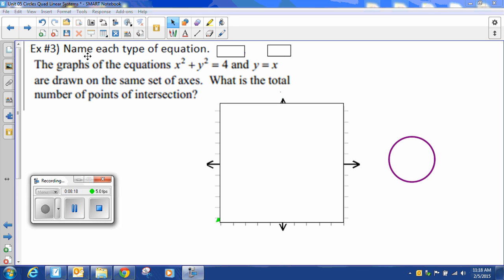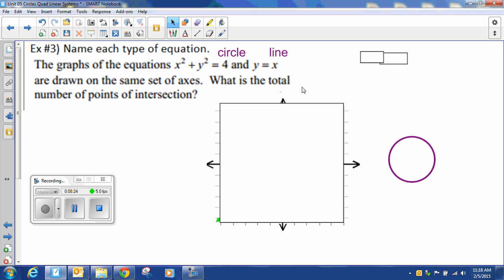Okay, here's a good one. Name each type of equation. Well, we have x squared plus y squared equals 4, that's a circle, and y equals x is a line. If these equations are drawn on the same set of axes, what is the total number of points of intersection? Well, we don't have to do any algebra.